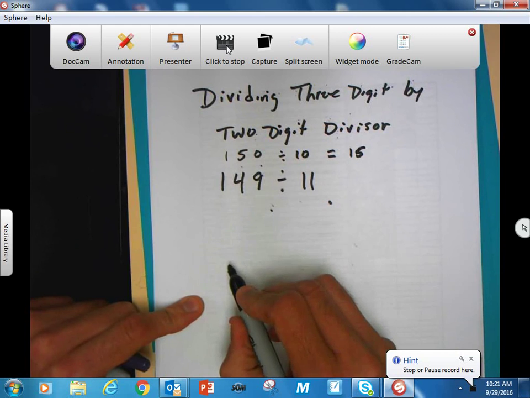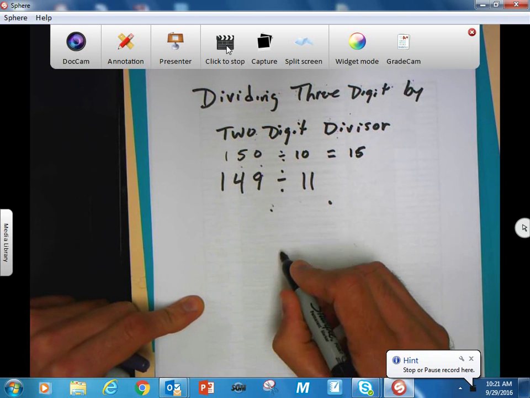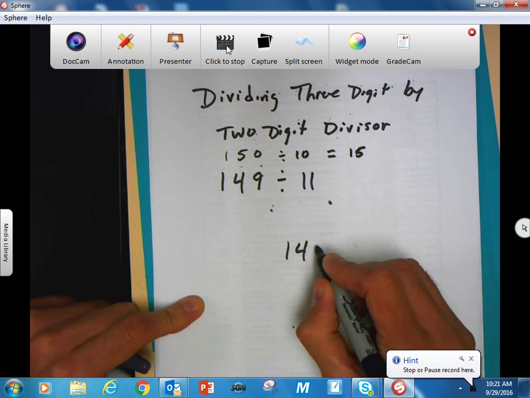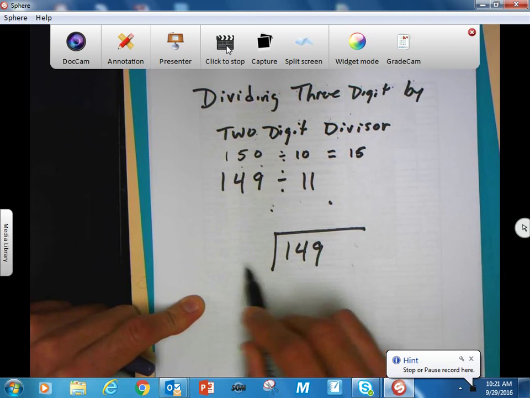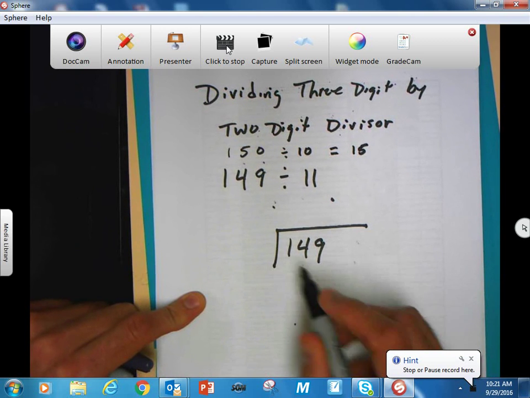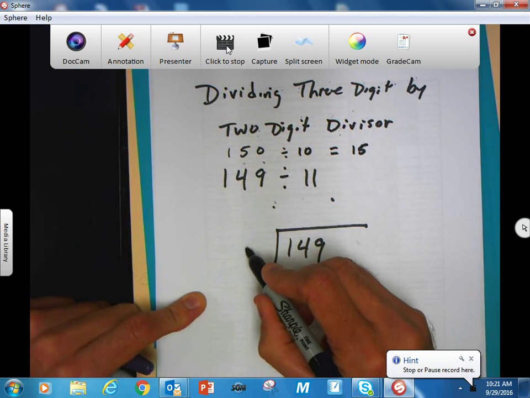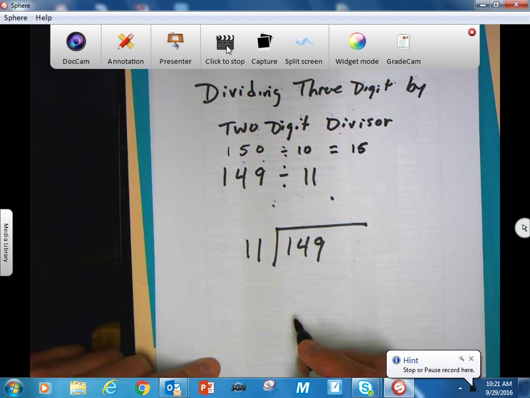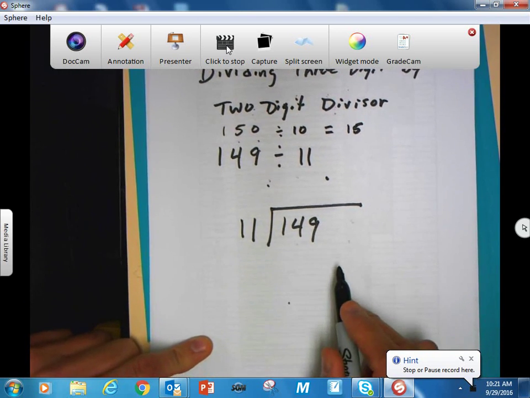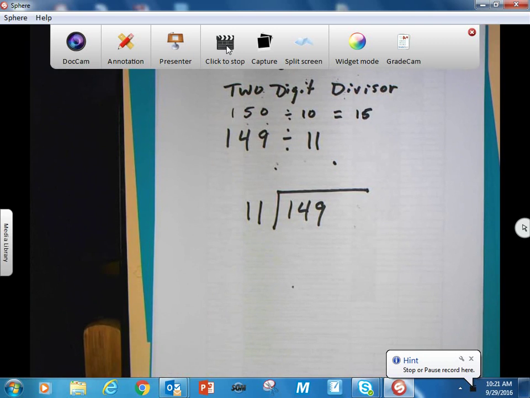Okay, so we have 149, and if you want to use the little saying here to remember how the cowboy stays in the tent and the horse stays outside the tent, you may do that. So we're asking ourselves, how many 11s will go into 149? Now, we already have the general answer here.